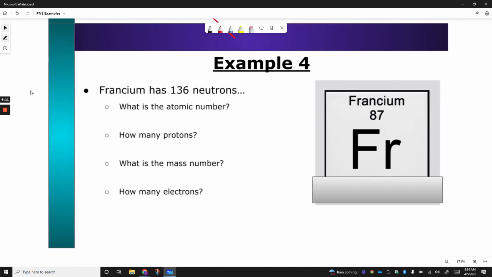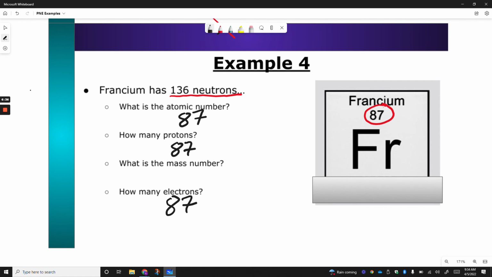Our last example here for Francium, and it tells us that we have 136 neutrons. And we see our atomic number on our periodic table square there. That's 87. So our atomic number is 87, which is the same as our number of protons and the same as our number of electrons.